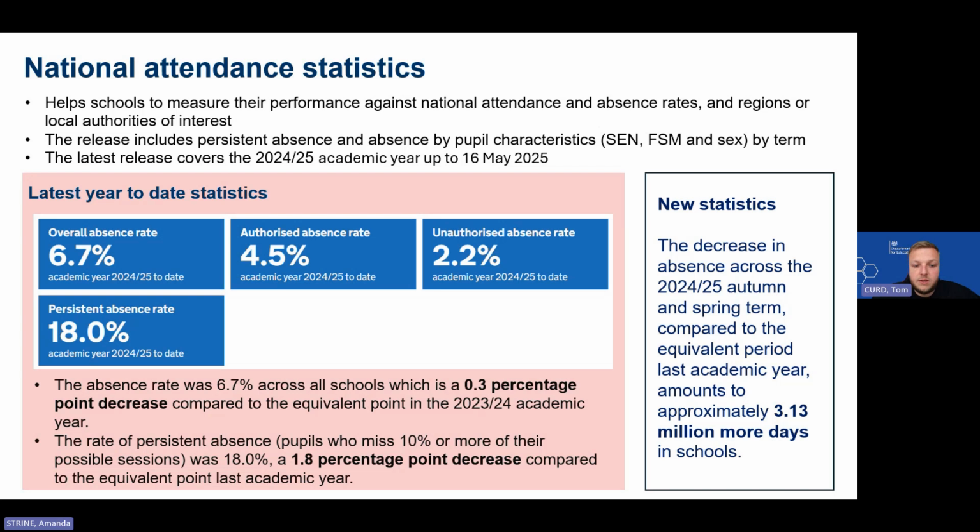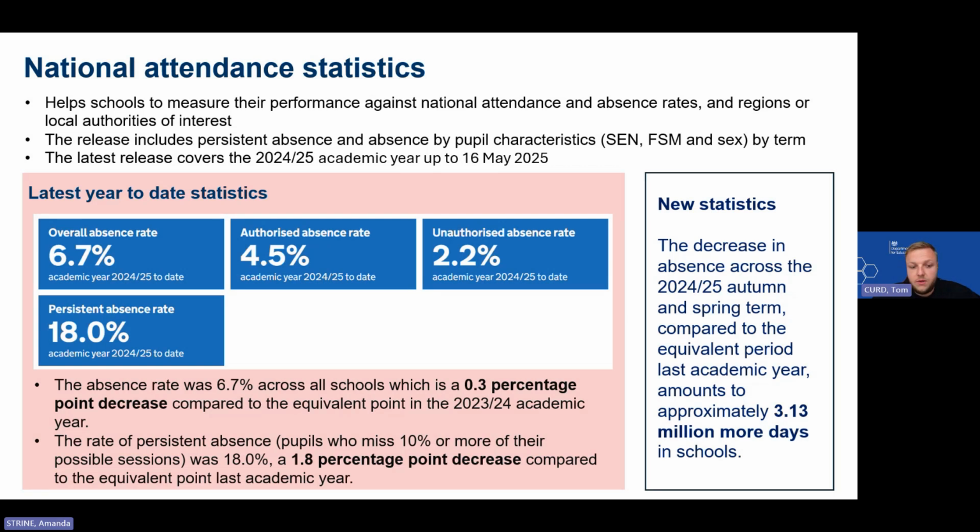We recently published a new statistic to hopefully communicate the improvements in attendance that we're seeing in a more digestible way. So you'll see on the right of the screen that the decrease in absence over the autumn and spring term equates to around 3.1 million more days in school this year compared to last. And we'll be publishing an update to this figure, including the summer term, at the end of the current academic year.